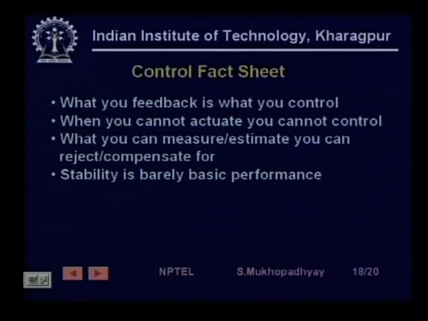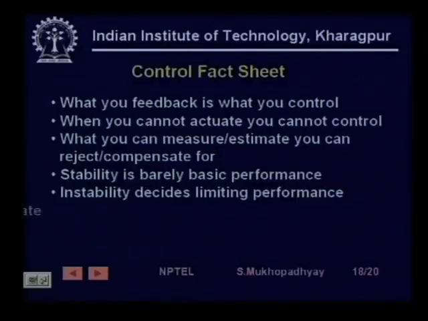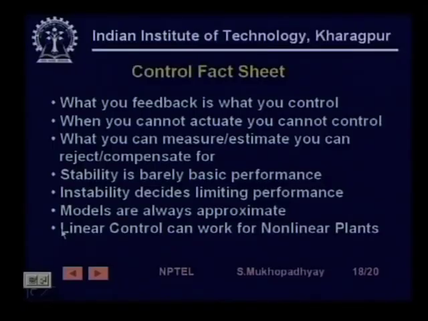Stability is not enough. Stability is barely basic performance. You must ensure stability and then ensure performance. But as you try to drive more and more and improve performance, eventually instability results. So, instability generally decides the maximum performance that you can achieve, and models are always approximate. Most systems are actually nonlinear, but that does not mean that we cannot work with approximations. Linear control can work very well for nonlinear plants, and sometimes nonlinear control may work better, but 95% of industrial controllers are linear.